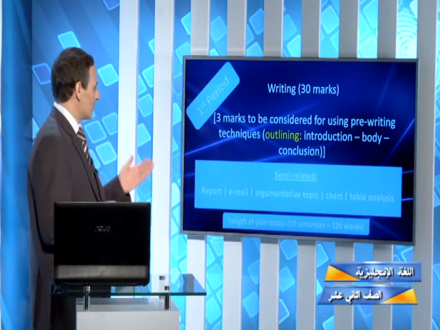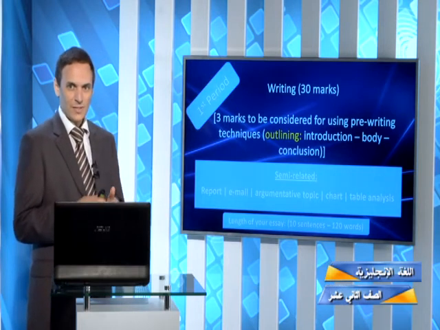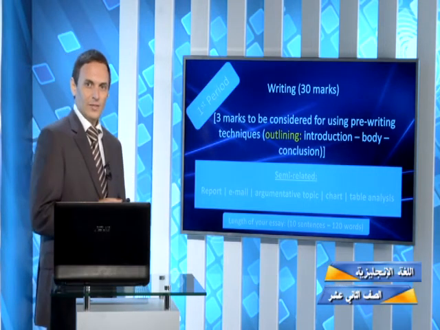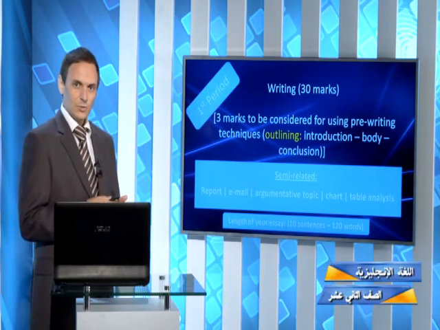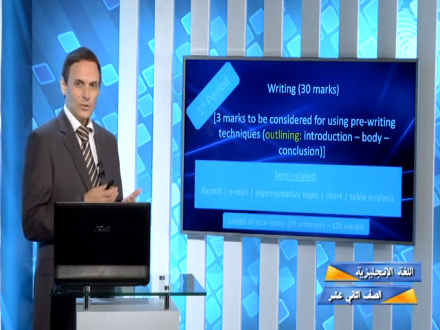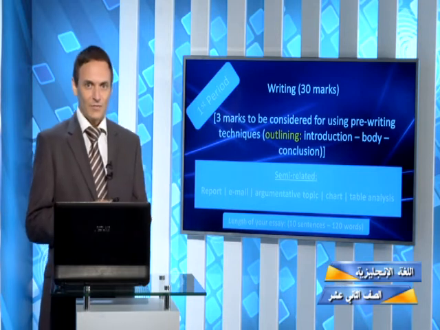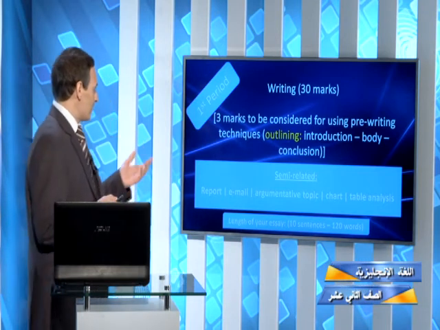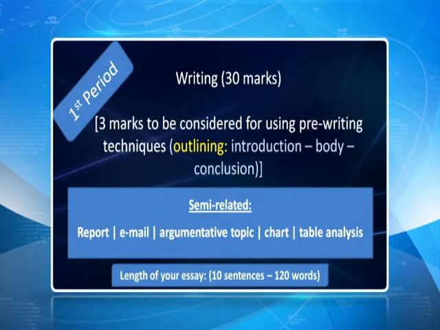Now, the topic is going to be semi-related to what you study in your textbook, namely from Unit 1, Unit 2, and Unit 3. So Unit 1 is talking about the law, Unit 2 is talking about migration, and Unit 3 is about human values. Now, the topics could be a report, it could be an email, a formal email or an informal one, an argumentative topic, a chart to analyze, or a table to analyze.